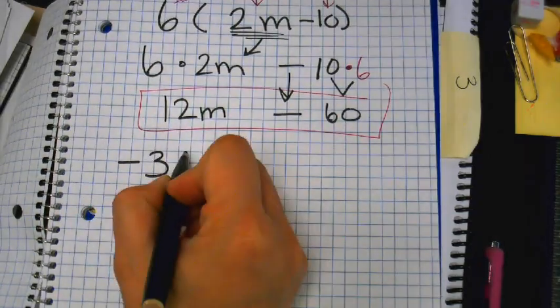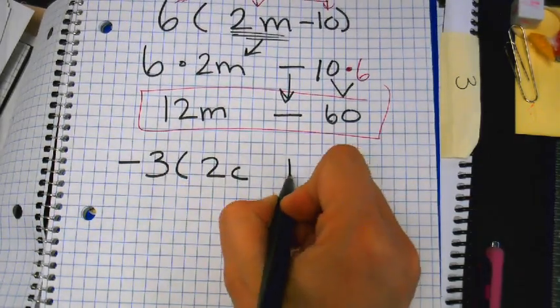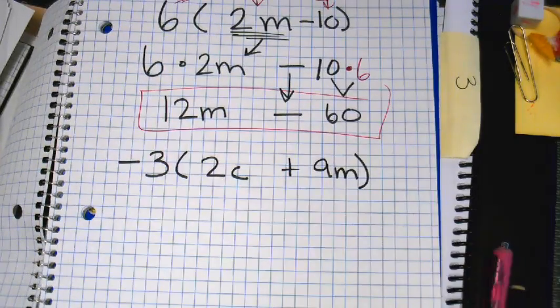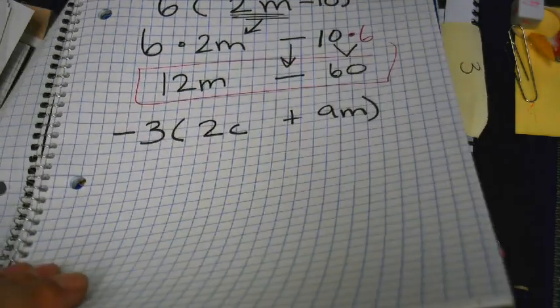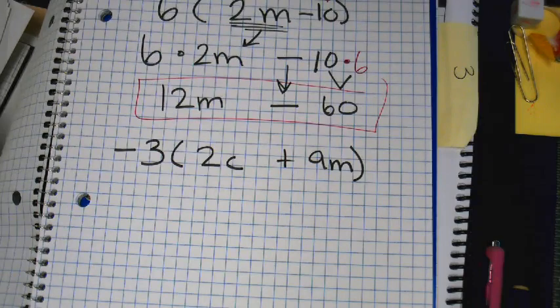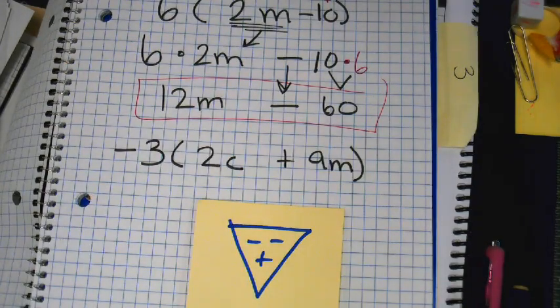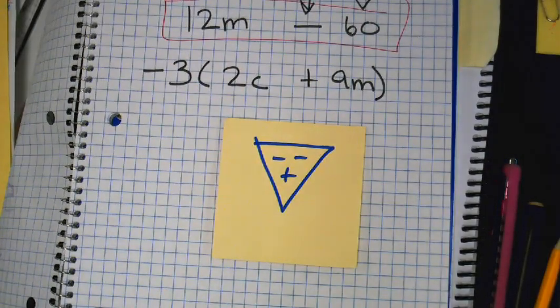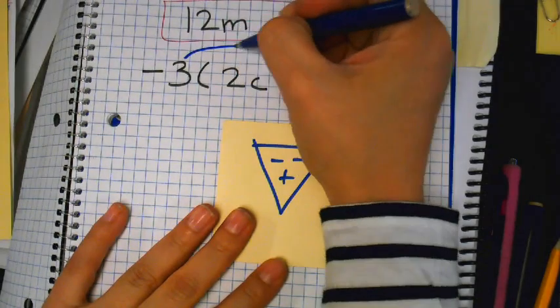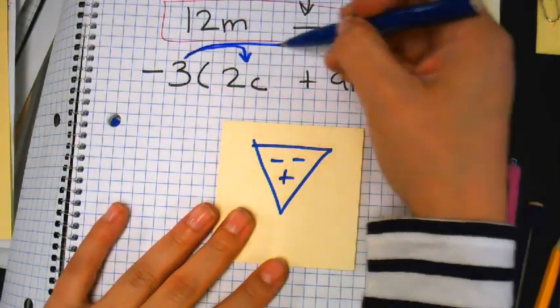Negative 3 times 2c plus 9m. All right, Leah, let's focus. Write this down. What number am I distributing? The negative 3. So this is where we gotta find our trusty dandy superhero, the Dorito Man. All right, negative 3 times 2c and negative 3 times 9m.